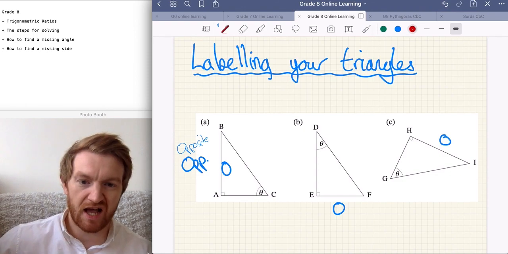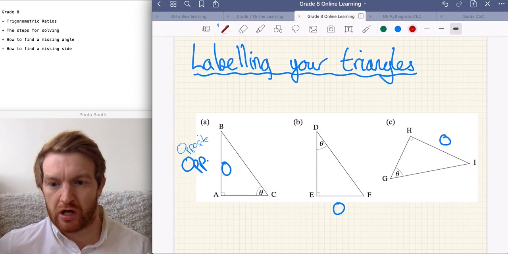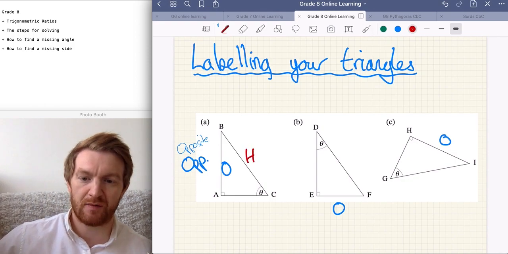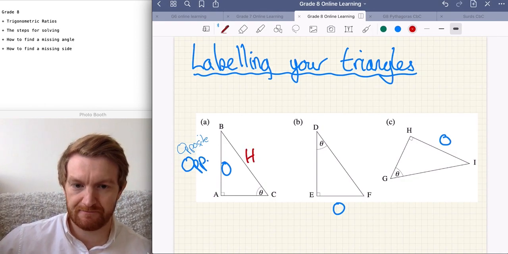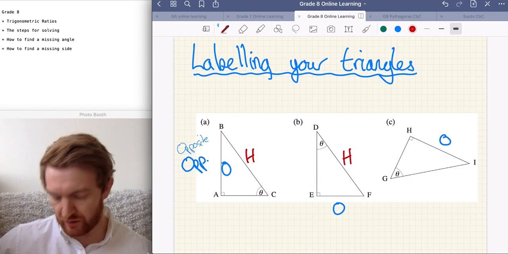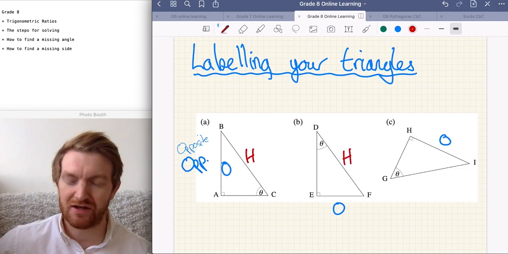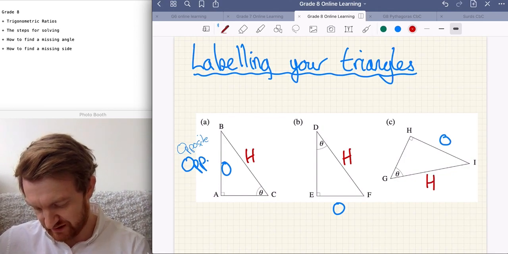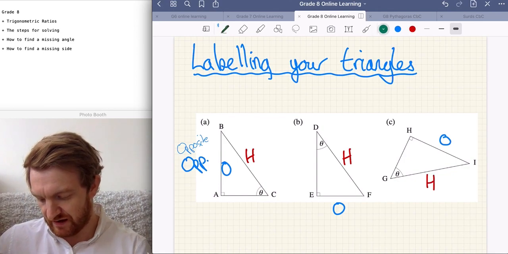We'll do the hypotenuse next. Hypotenuse is just the longest side. In the first triangle, we can see H for hypotenuse. It's the longest side here. This one here is still the longest side. In our third triangle, these two are quite short. That one at the bottom is longer. So this is the hypotenuse. Let's just check we've got this right.